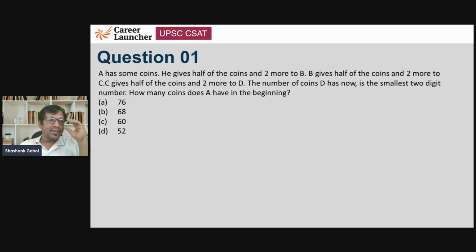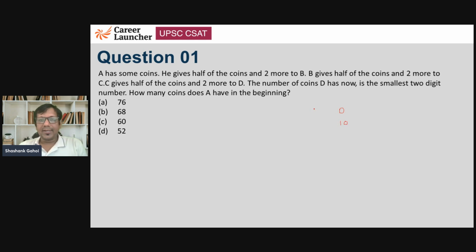What does it say? A has some coins. He gives half of the coins and two more to B. B gives half of the coins and two more to C. C gives half of the coins and two more to D. The number of coins that D has now is the smallest two-digit number. So the smallest two-digit number is what? 10. So D has 10 coins.